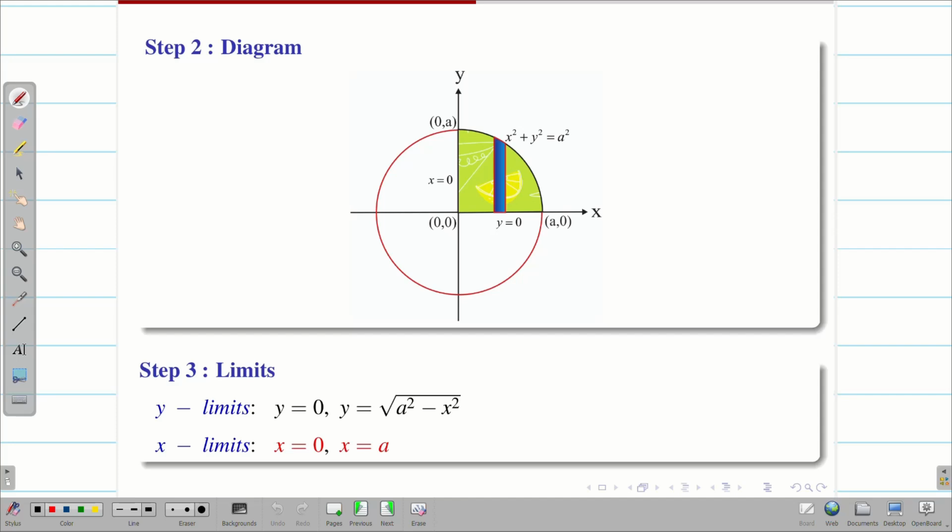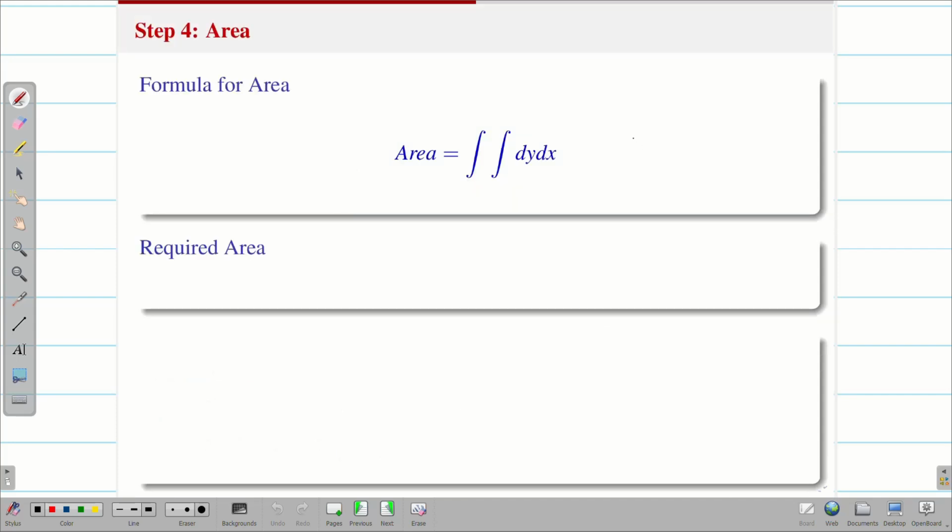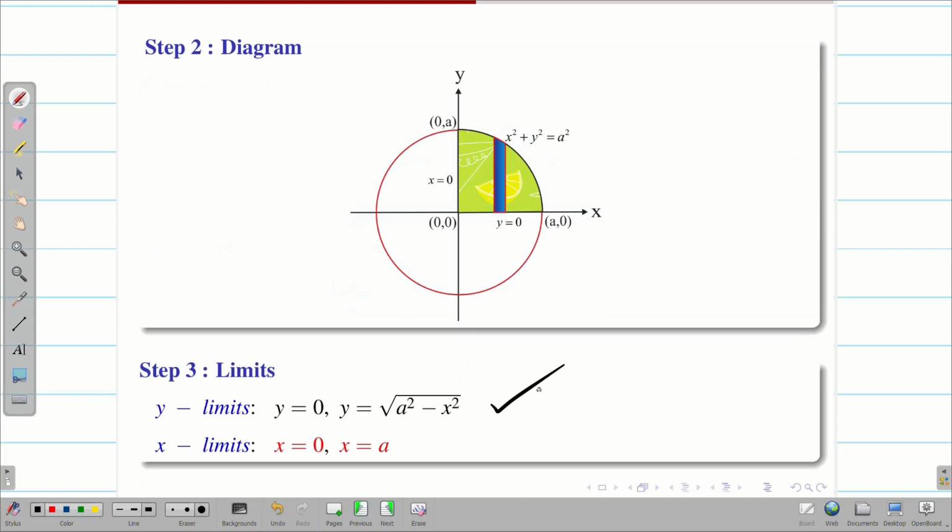Now we are in the final step: area. The formula for area, since I'm taking the vertical strip, is dy dx. Now I'm converting the problem into a single quadrant, so the area is going to be 4 times the first quadrant. Now it's time to substitute the limits. We can see the y limits are 0 to square root of a square minus x square.